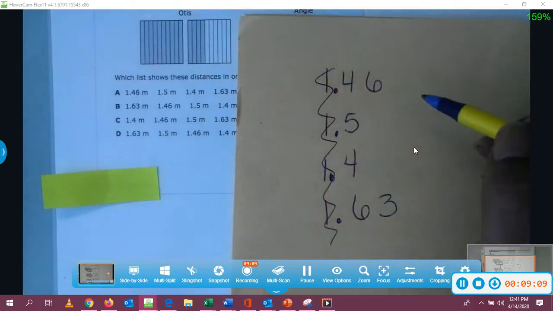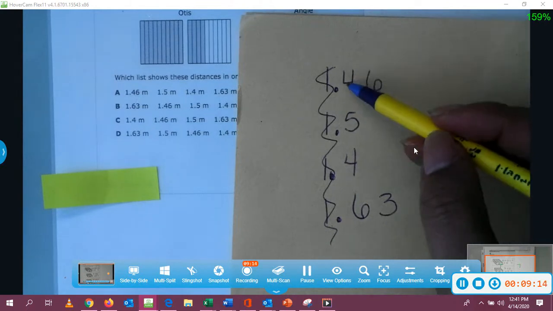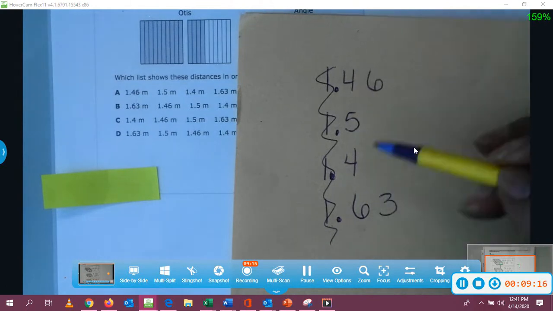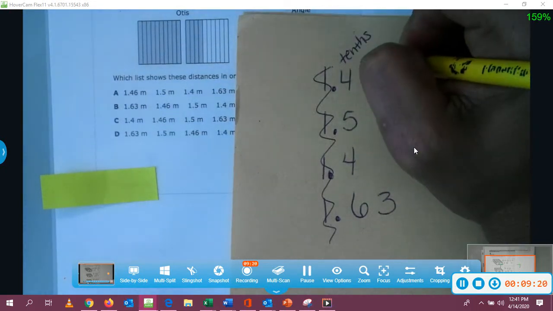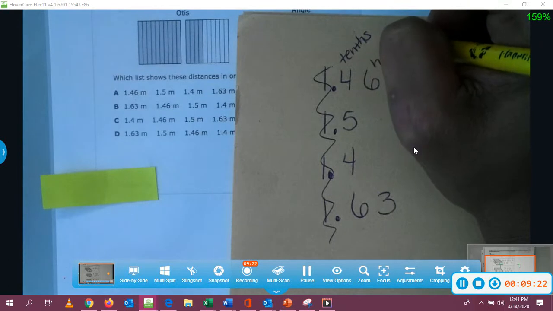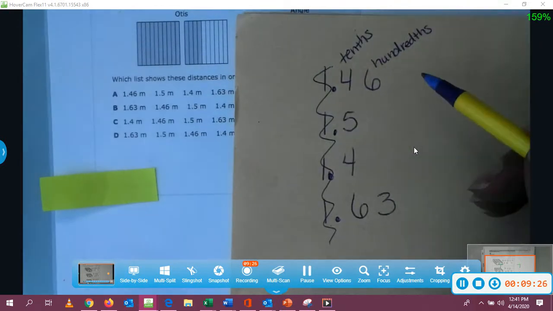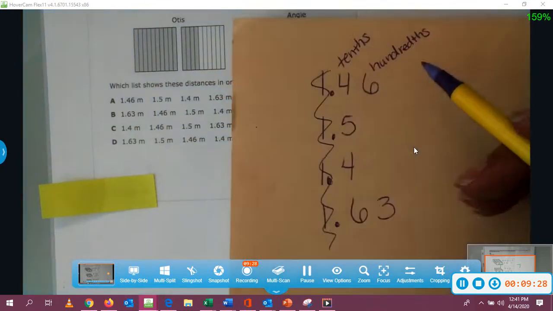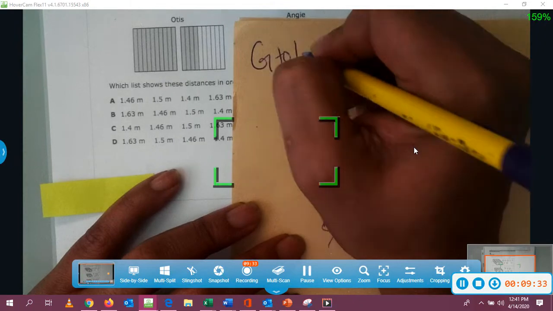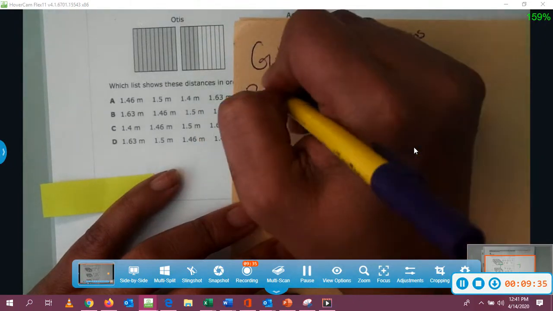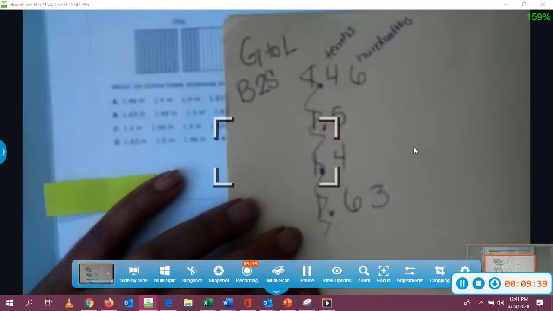Now we need to look at what place is this? Tenths place. And this is your hundredths place. Okay, so it says from greatest to least. So greatest to least means what? Big to small. So you're looking at big to small numbers.